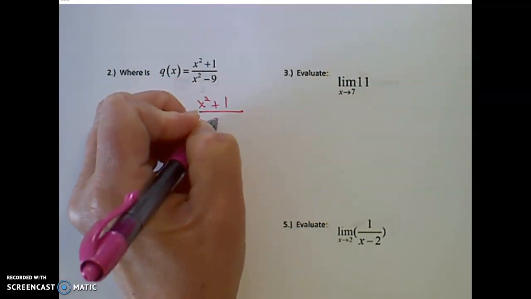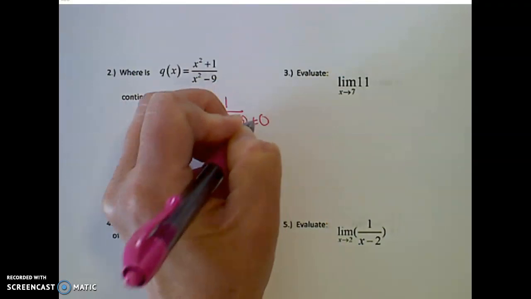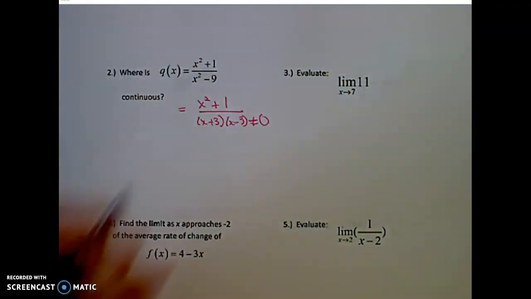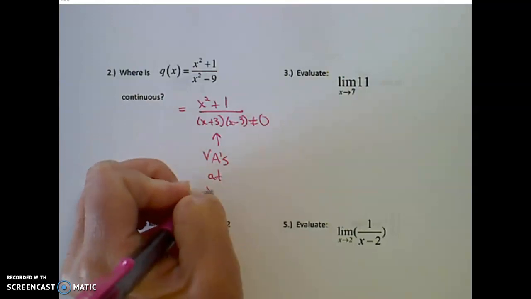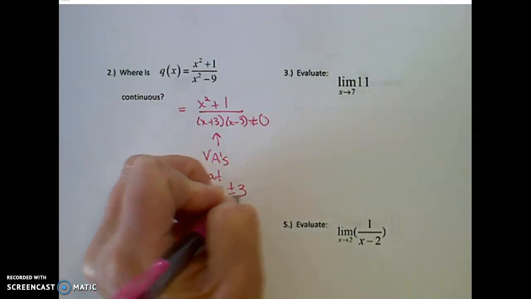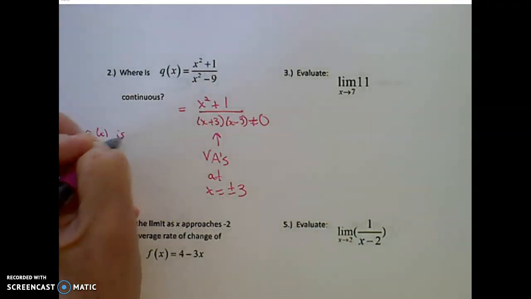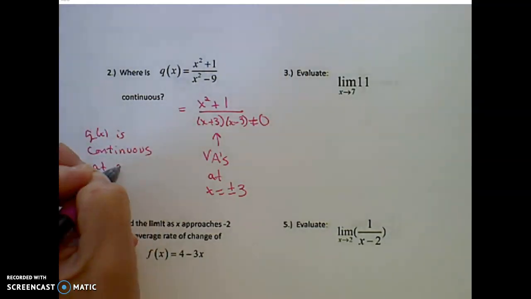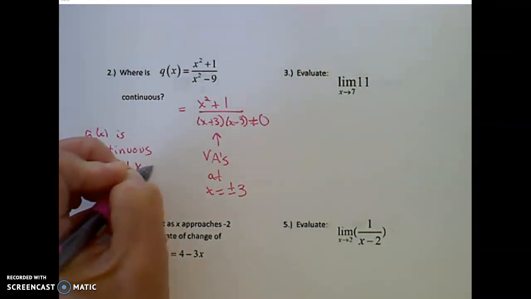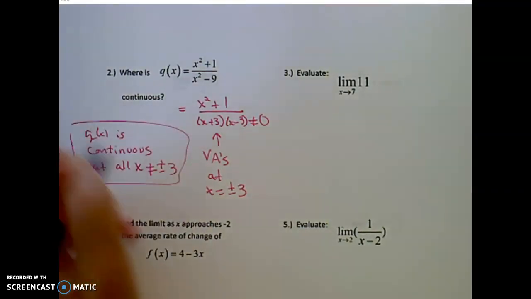If I factor that denominator, please notice that I get some problem spots in the denominator. I will have vertical asymptotes at x equals plus or minus 3. So I'm going to say q of x is continuous at all x not equal to plus or minus 3.